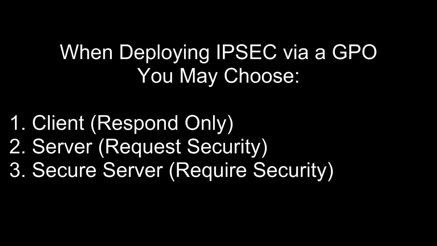When deploying IPSec via a group policy object, you may choose 1. Client, respond only, 2. Server, request security, and 3. Secure server, or require security. These are listed in order from least to greatest. So in other words, client respond only would be the least secure, and secure server require security would be the most.